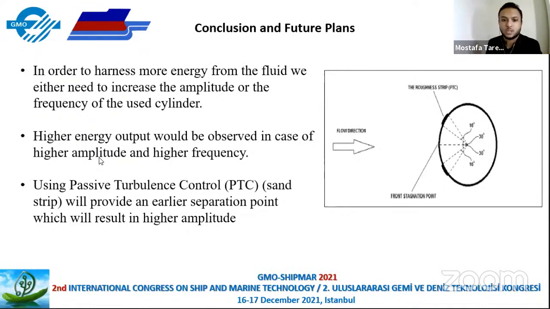So we thought that if we have an earlier separation point, that will increase the amplitude, which will allow us to have more energy. And that's what I will build my thesis on. My thesis basically will be built on having an earlier separation point, maybe at an angle of 45 degrees, not at 90 degrees. That will allow us to have higher amplitude and get higher energy, so that we can harvest energy out of the VIV phenomenon.